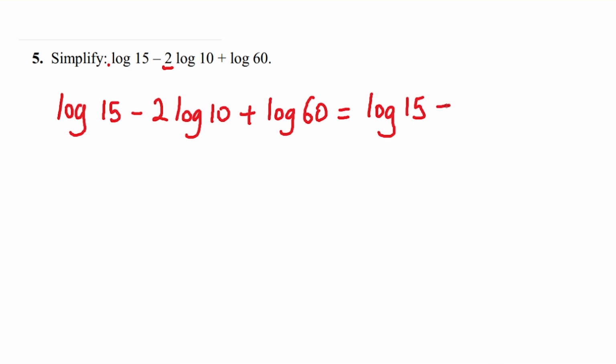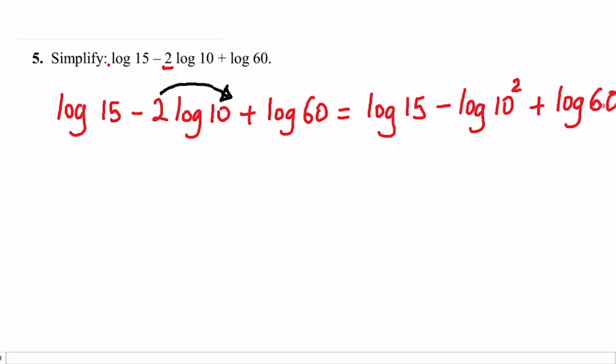15 minus, now from the laws of logarithms we can shift this 2 and bring it up there. So it means this is going to be minus the log of 10 to the power 2 plus log of 60. Now, numbers that are just having log 10, log 6, log whatever, without a base, we assume that they are base 10. So in other words, all these logarithms that we are dealing with are log base 10, even if the 10 is not put there. But that is what it means.